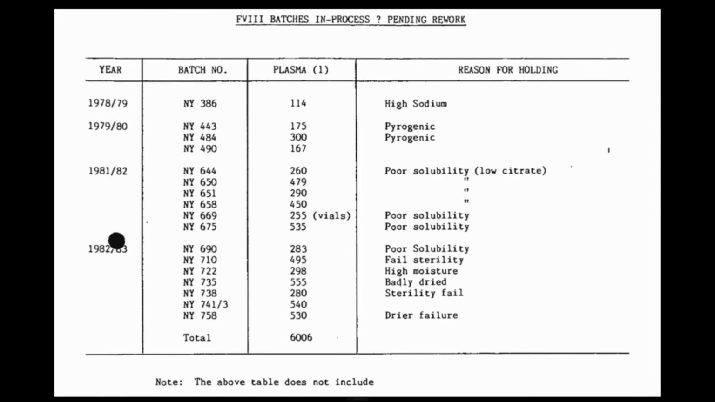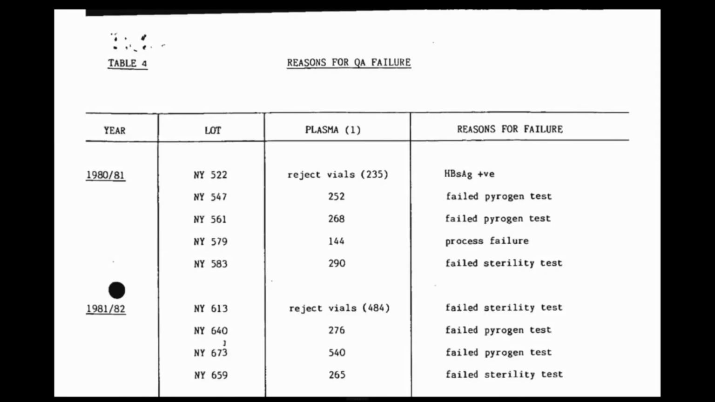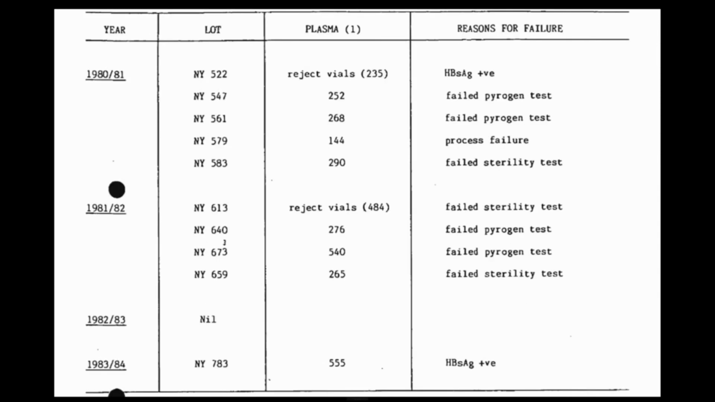If we could just go over the page as well, please, Sully. We have another table setting out further batches that failed quality assurance tests. And we can see the size of those batches. And again, similar story from 1980 to 81 and 1981 to 82, where you have some batches which hover between 250 and 300 litres, and other batches which are about 500, in this case 540 and 555 litres for 1983 to 1984. Now that information correlates with other sources that the inquiry has.